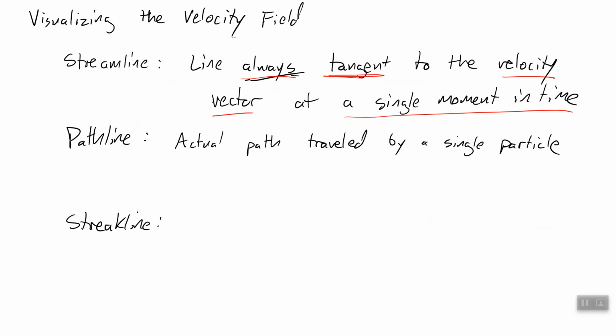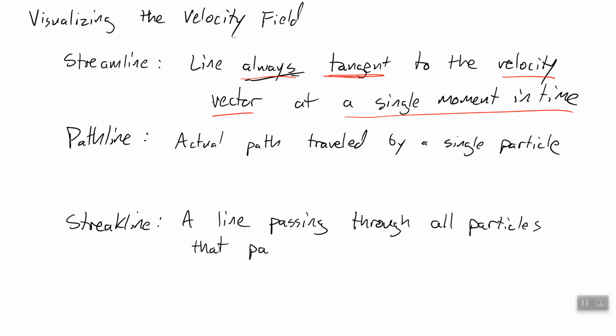So let's go finally to streak lines. A streak line is, I think, definitely the most confusing. That's a line which is passing through all particles that have passed through a point.